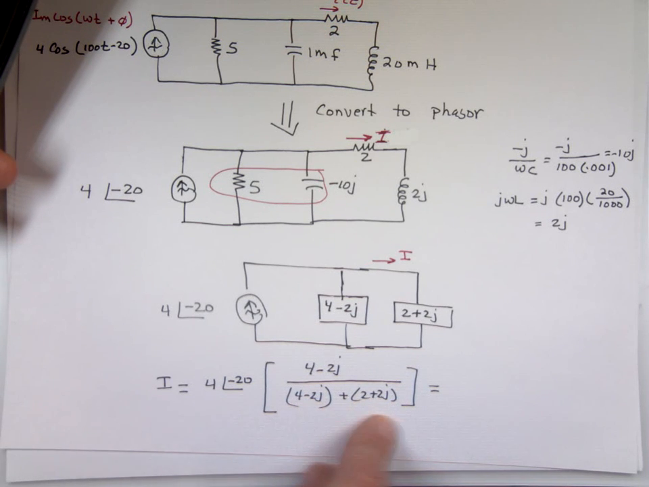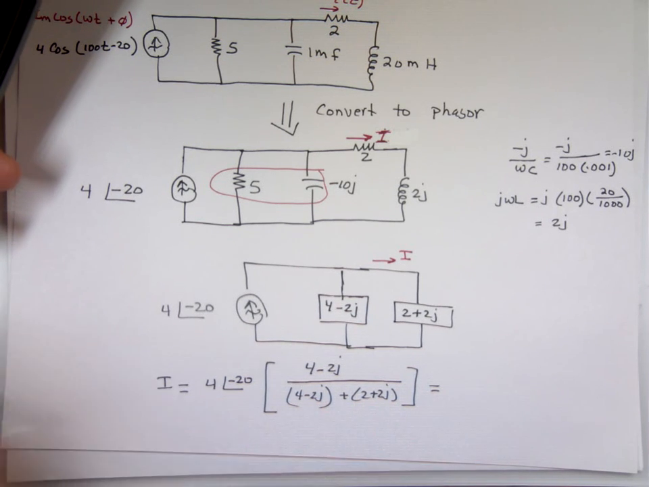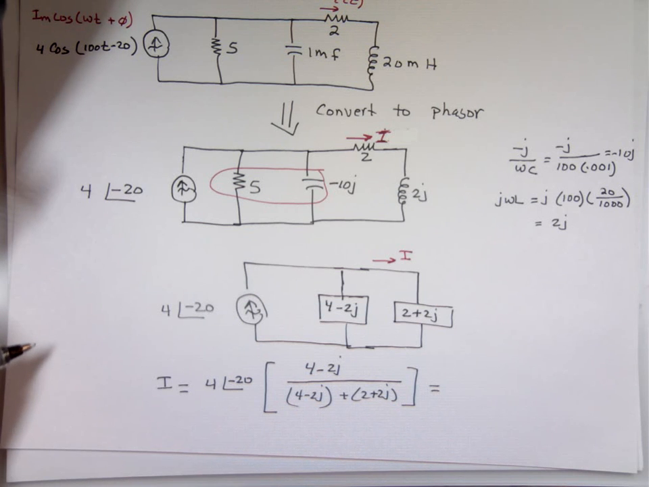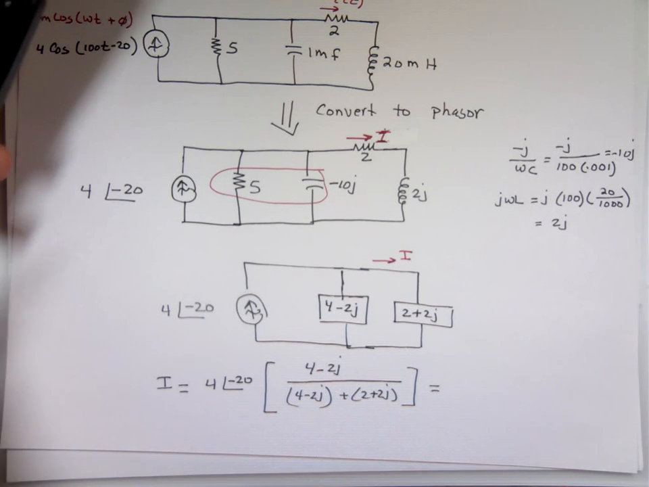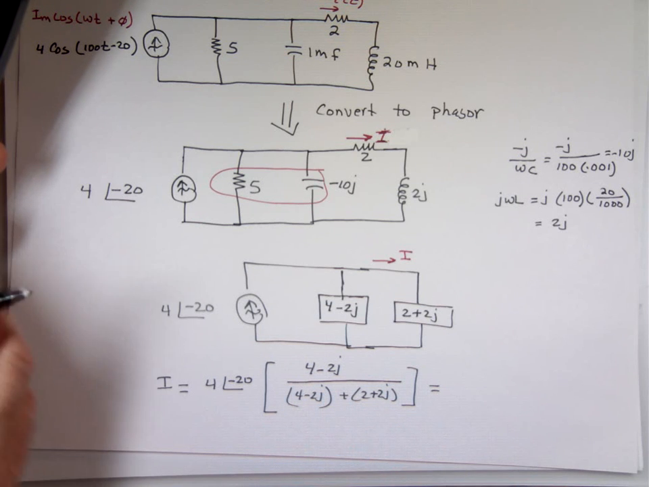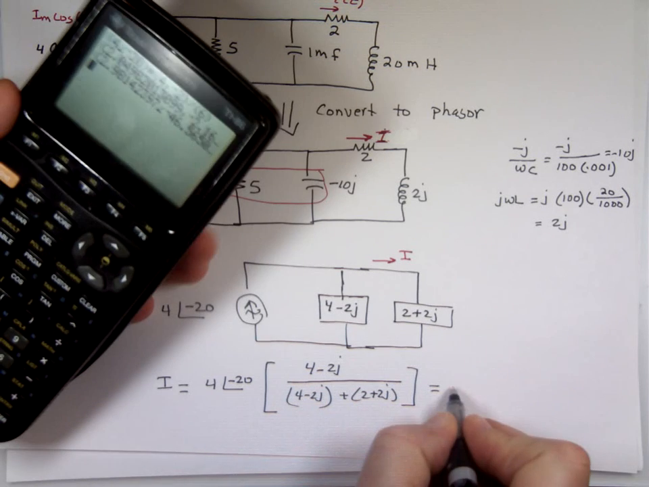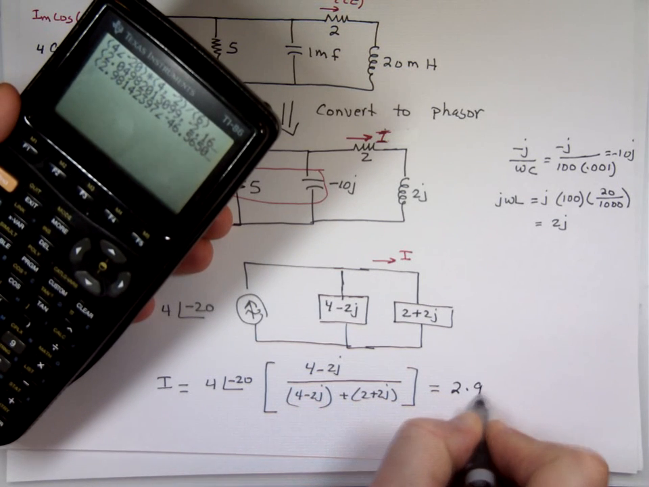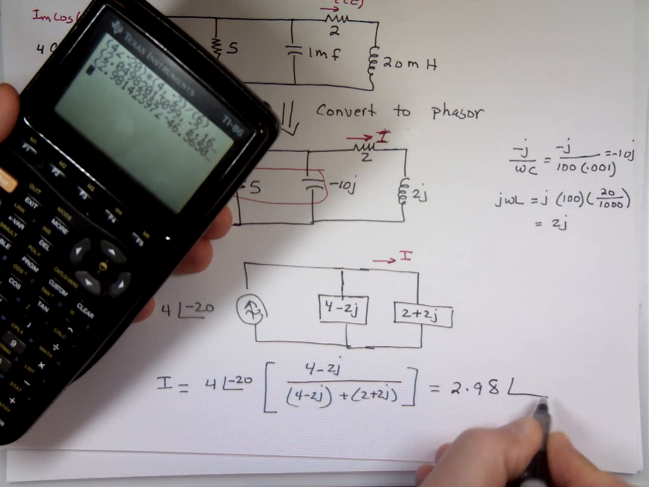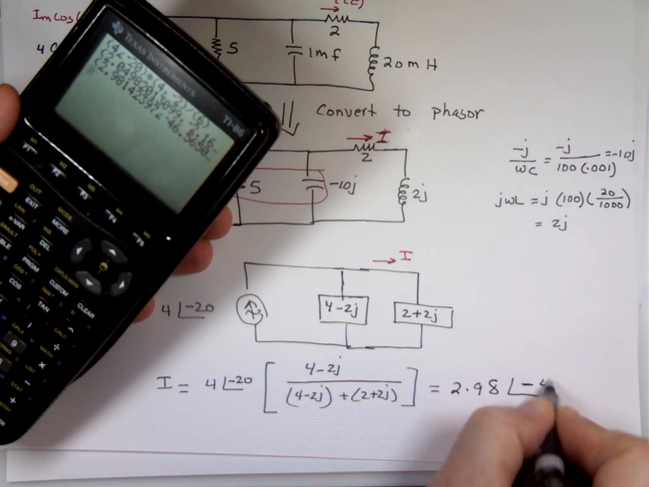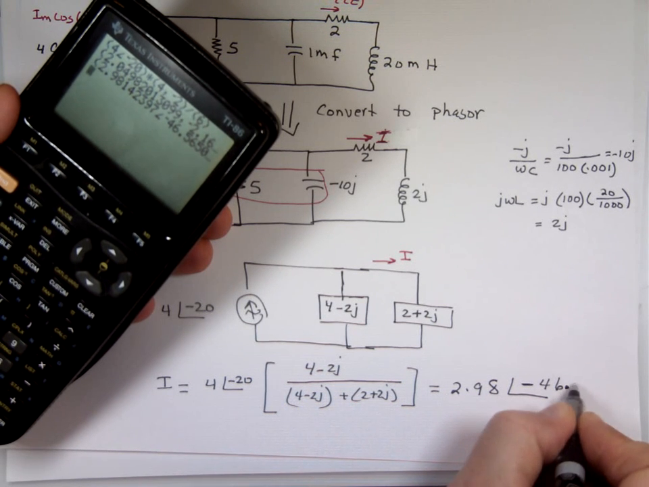Gone, right? And let me switch my mode from rectangular to polar. I want to be in polar mode. And the answer is 2.98 angle negative 46.57 degrees.